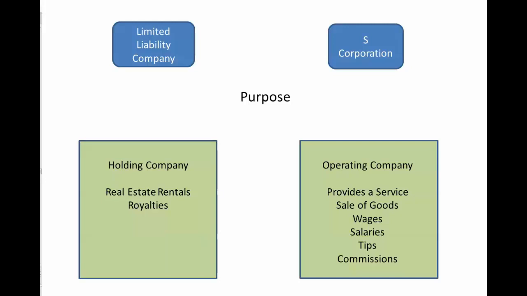When we talk about a limited liability company and an S corporation, generally it breaks down into sort of 2 main thrusts. If I'm going to have a holding company, then I want to lean into a limited liability company. And typically holding companies deal with real estate rentals and royalties. If, on the other hand, I have an operating company, that's a company that provides a service or deals with the sale of goods where we have wages and salaries and tips and commissions. Ordinarily, I like to lean into an S corporation.